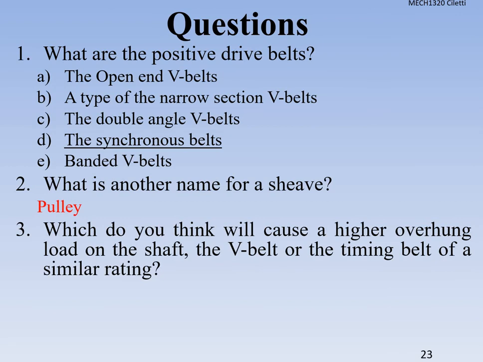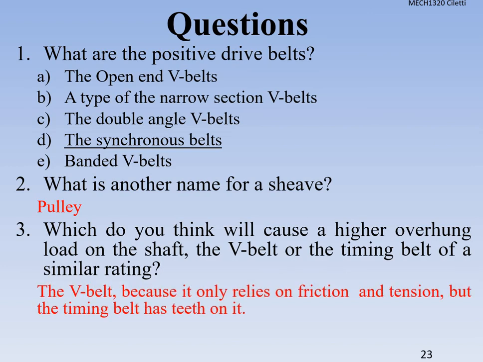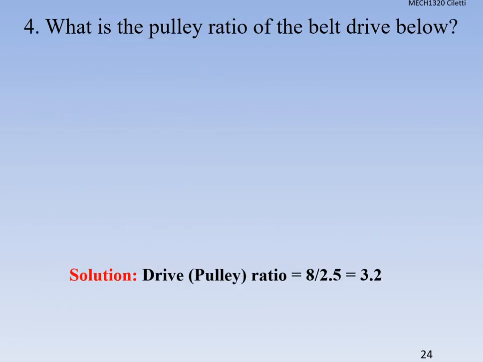Which do you think will cause a higher overhung load on the shaft, the V-belt or the timing belt, given similar ratings? We should know in this case it's the V-belt, because the V-belt runs on friction. That's how it grips, and I mentioned that early on. The timing belt has teeth on it, so it's not going to cause as much of an overhung load as the V-belt would, because the V-belt is using friction to pull.